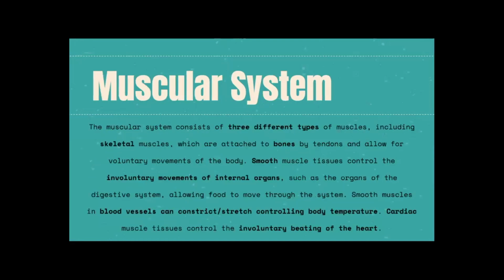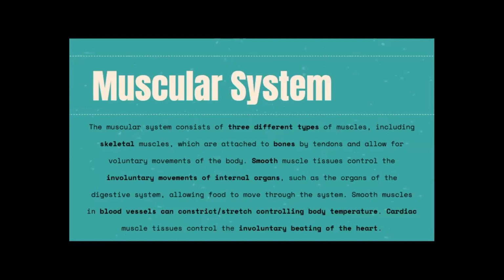So next we have the muscular system. Before we start, I want to say that the muscular system and the skeletal system work hand in hand to support the body and give it the shape that everyone has. The muscular system consists of 3 different types of muscles, including skeletal muscle, which is attached to bones by tendons and allows for voluntary movement of the body.